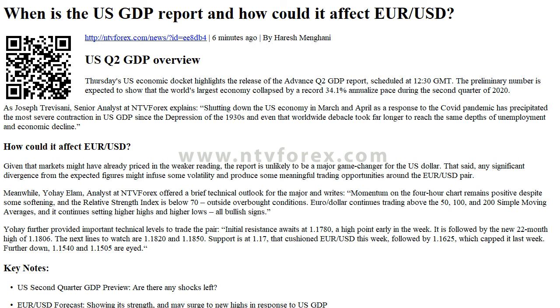Key notes: US second quarter GDP preview. Are there any shocks left? EUR USD forecast showing its strength, and may surge to new highs in response to US GDP. EUR USD retreats from tops beyond 1.1800, focus on data.